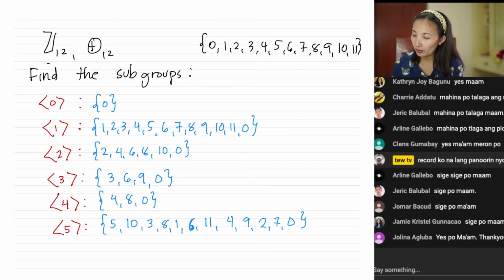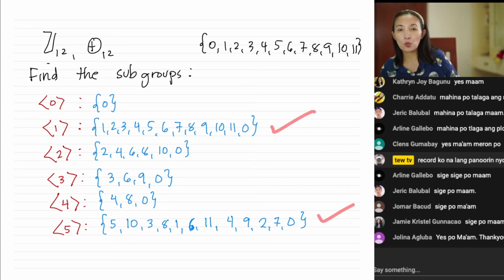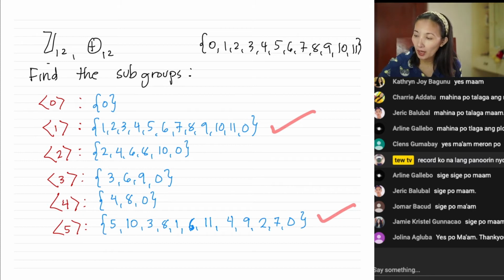Let's see. We have 1, 2, 3, 4, 5, 6, 7, 8, 9, 10, and 11. Okay, next we have, this is the same as that generated by 1. Take note that they were able to generate exactly the same elements, 1 and 5. Okay, what about 6?